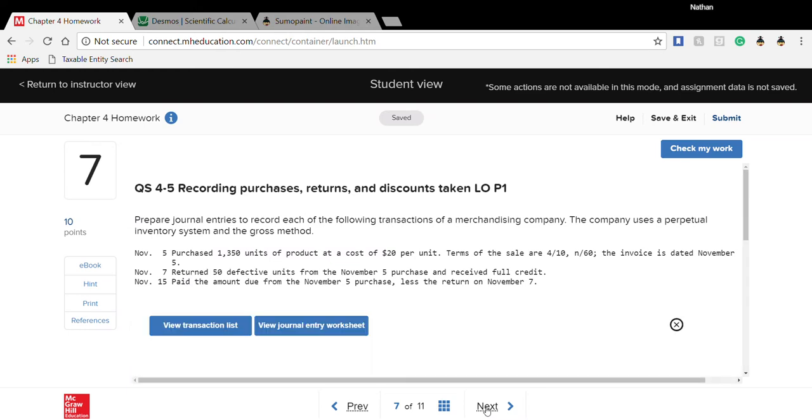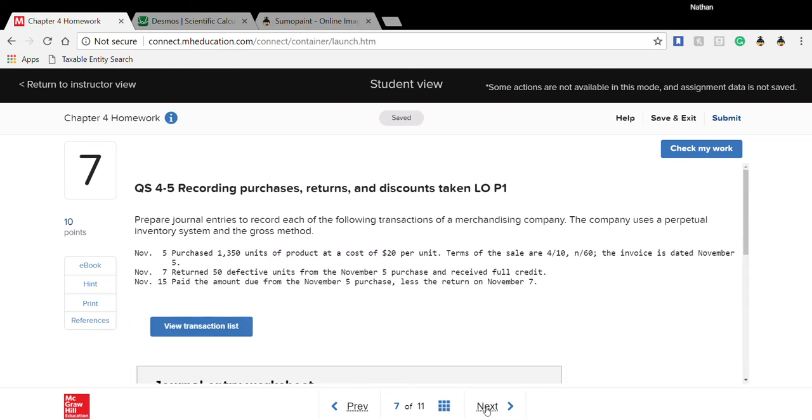So question 7. We're going to record purchases, returns, and discounts taken on whatever item we got. So most likely we're going to have all 3. So since this is purchases, we are looking at the buyer. So again, take out your notes, look at the chapter 4 video that was done to help you with the buyer, or even check out the hints. There's multiple ways, or just keep following along with this video.